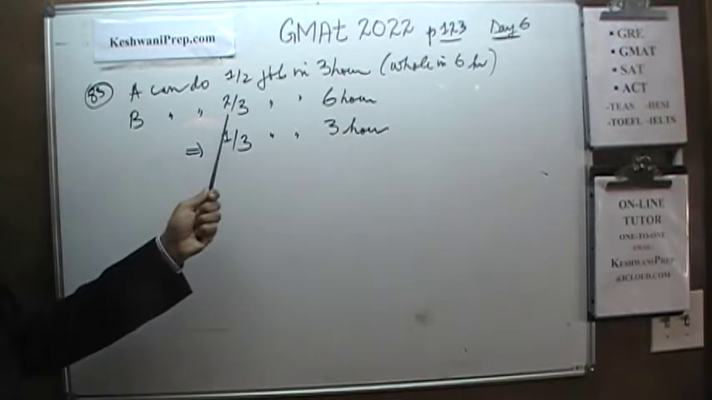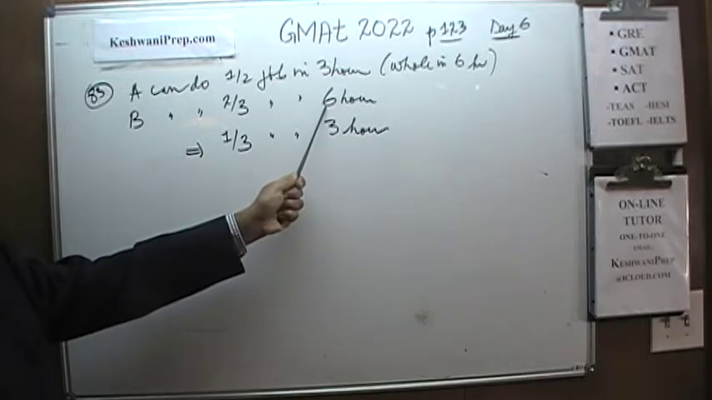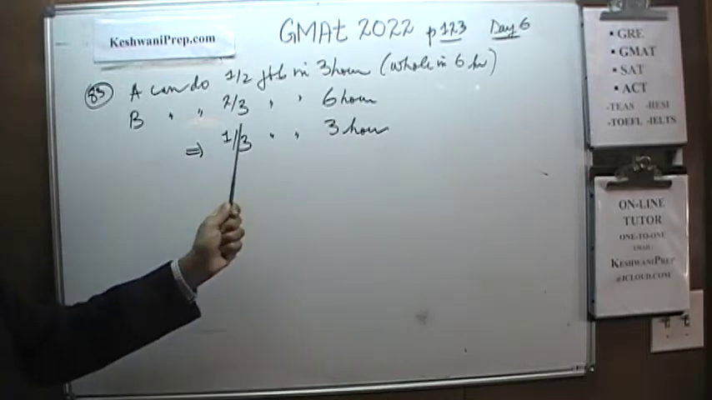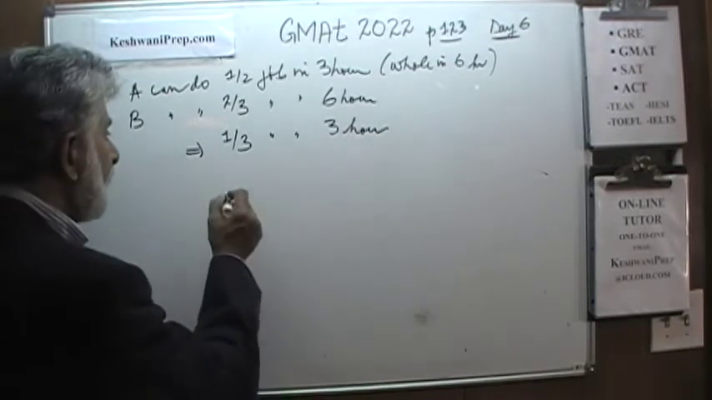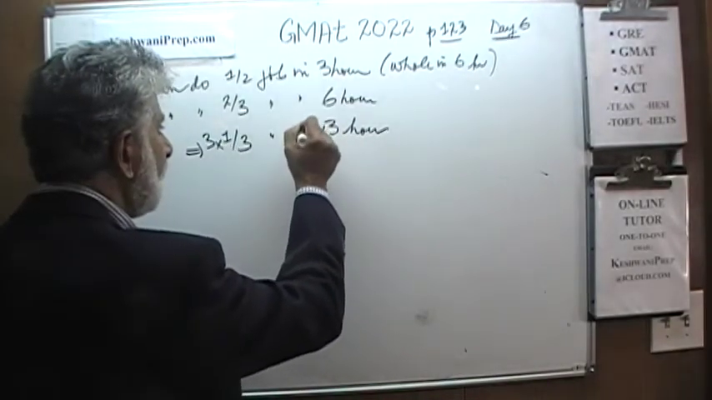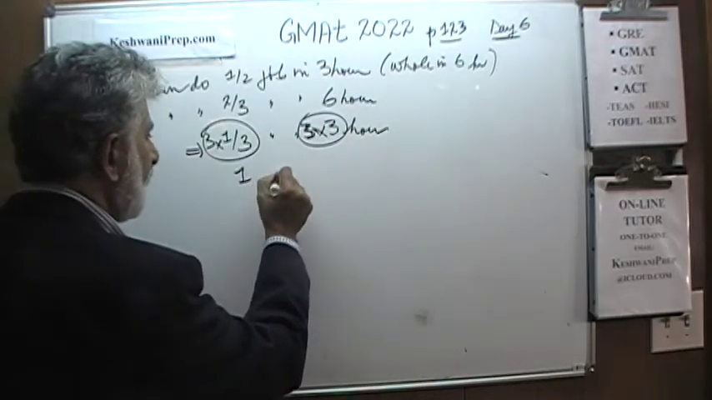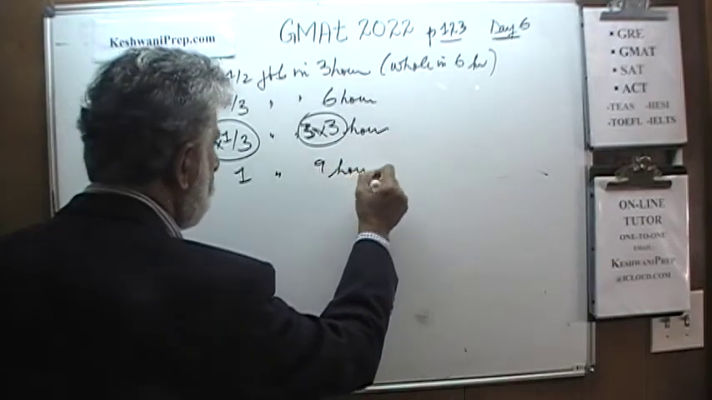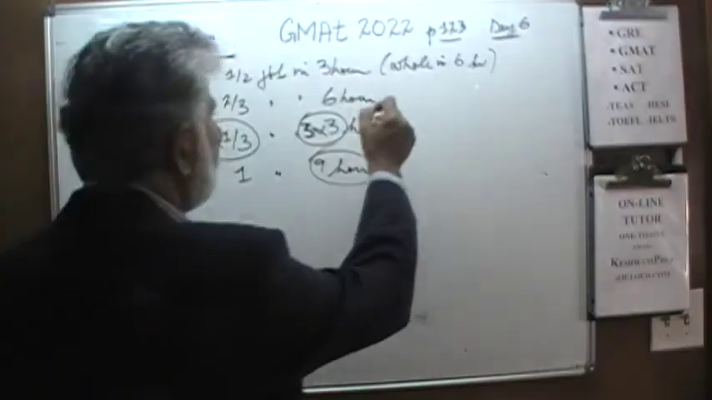We are told that B can do 2/3 of the job in 6 hours. If B can do 2/3 of the job in 6 hours, it should be able to do 1/3 of the job in 3 hours. We don't want to do 1/3 of the job, we want to do the whole job. So if we multiply both by 3, there you go. 3 times 1/3, it must be able to do 1 in 9 hours. In other words, B does the whole job in 9 hours.